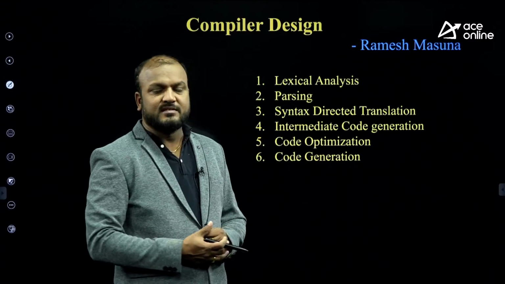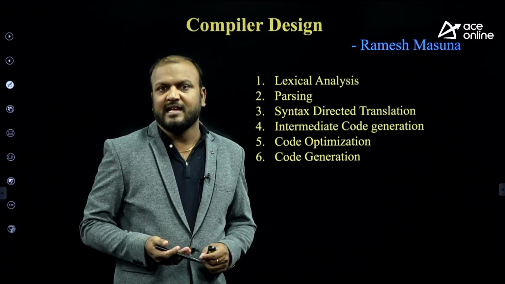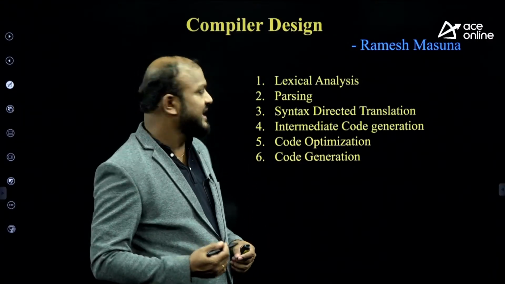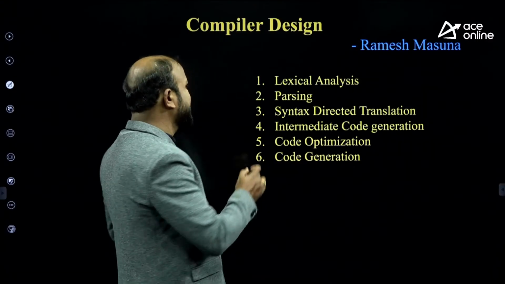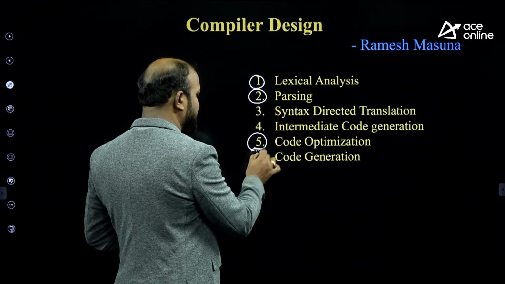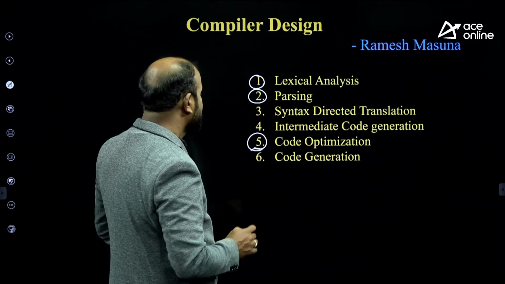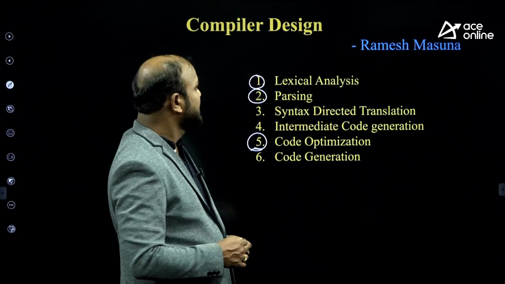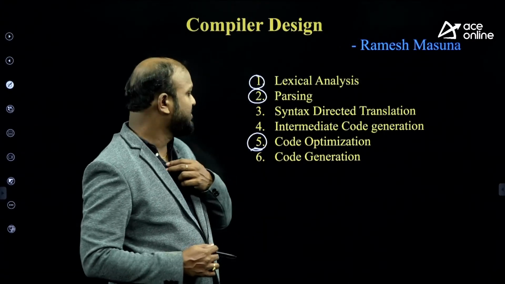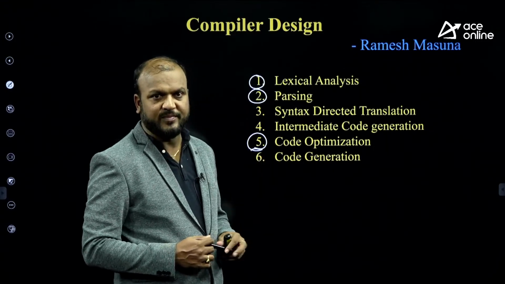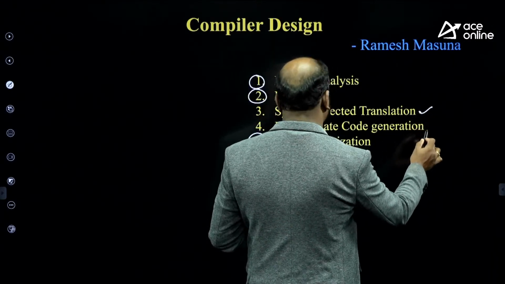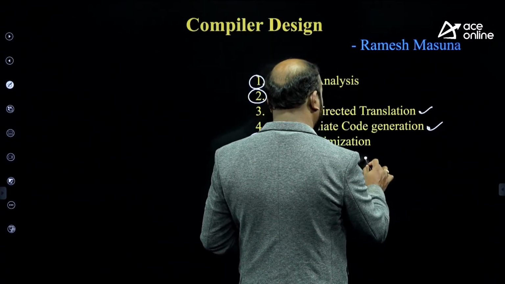Among these 6 topics, I have analyzed previous papers from 2007 onwards. From the first chapter, second chapter, and the last but one chapter, code optimization, whatever questions were asked in compiler design are from the lexical analysis, parsing, and code optimization chapters. So far, no questions have been asked from syntax-directed translation, intermediate code generation, and code generation.